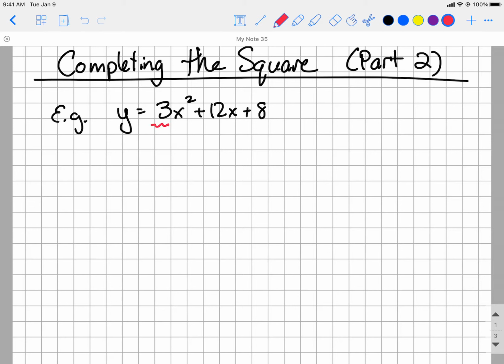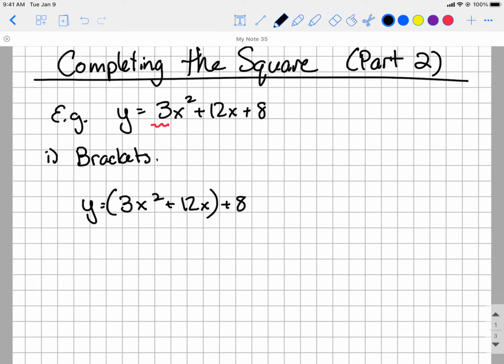It doesn't change the entire process, but it does introduce a couple of new steps that we're going to have to be aware of. So let's go through it. Step 1 is the same as it was before. It's brackets. So we put brackets around our first two terms. So we've got 3x squared plus 12x inside our brackets.